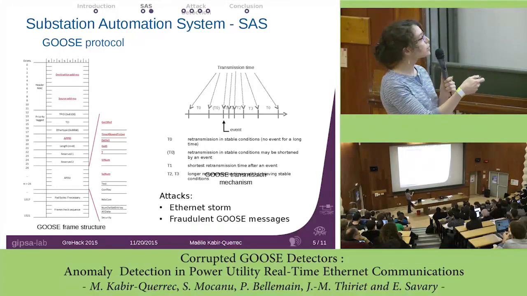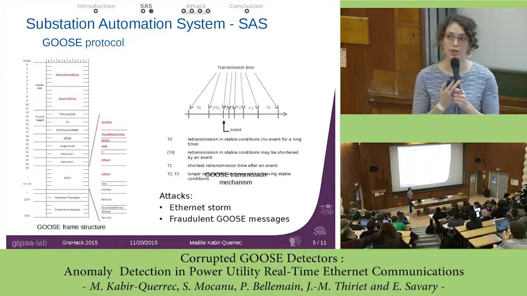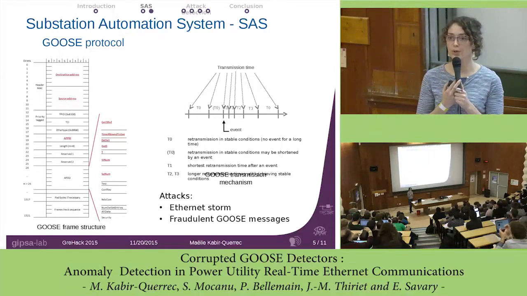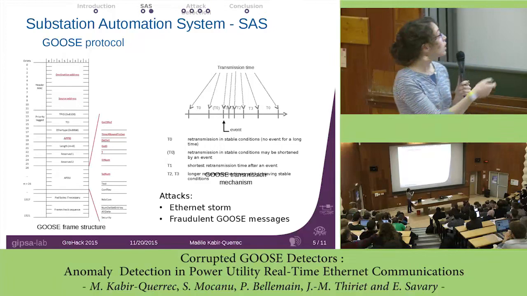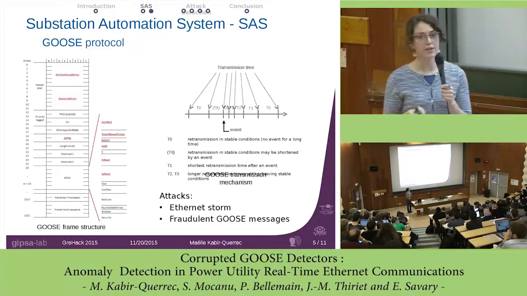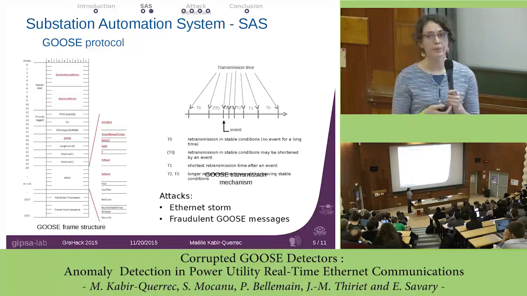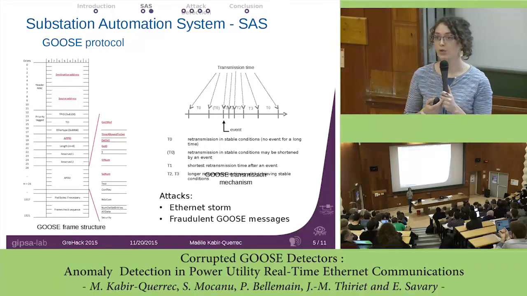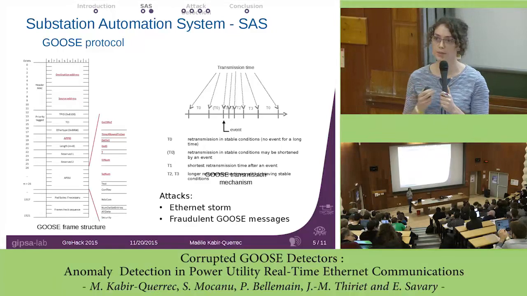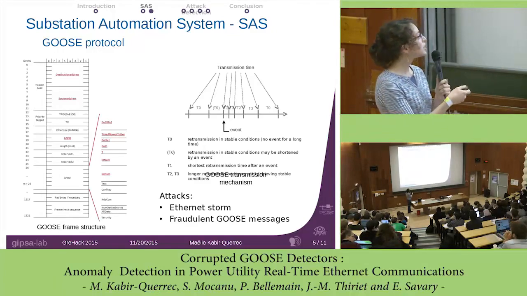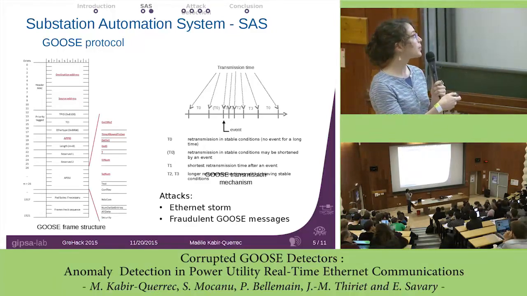Then comes the time allowed to live. That is the time the destination will wait before considering the connection as lost. The dataset identifies the data to be transferred. GOOSE ID is the name of the GOOSE message. It's unique in the whole system. T is the transmission timestamp.